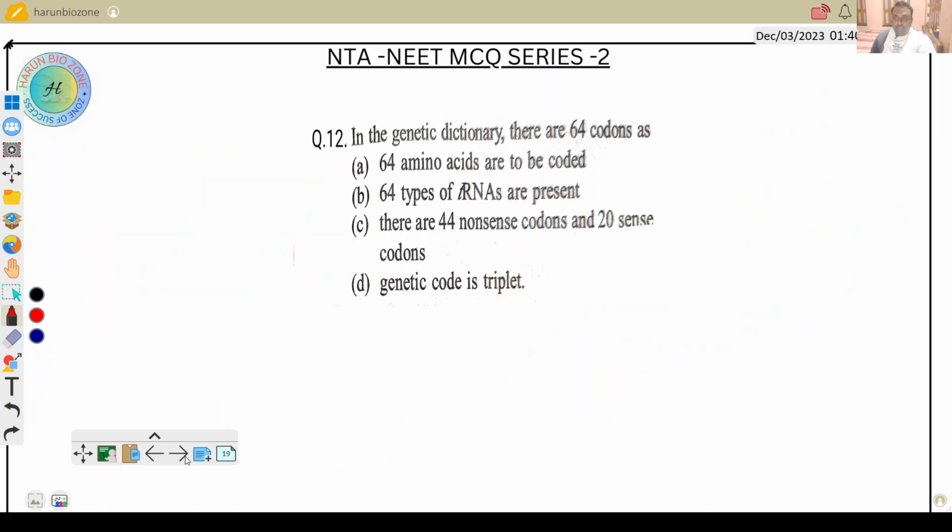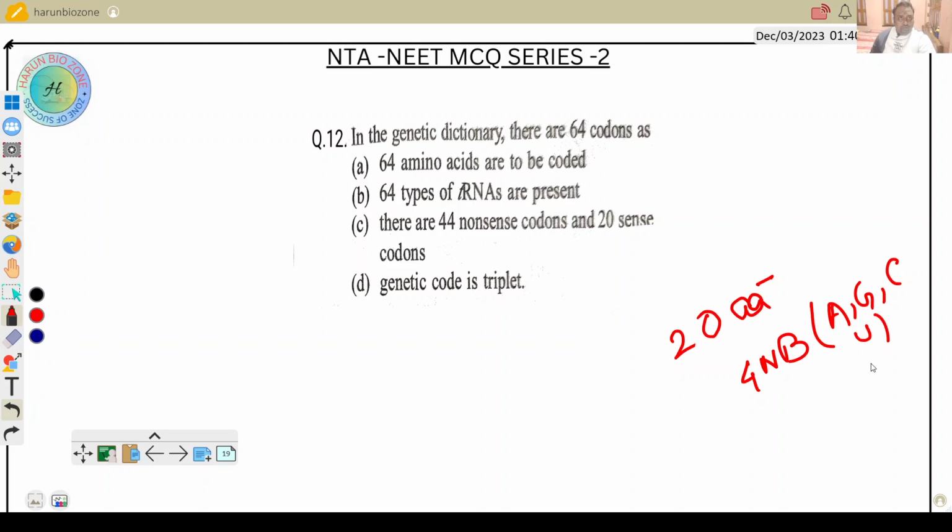Next question. In the genetic dictionary, there are 64 codons. The total number of amino acids is 20. These 20 amino acids are coded by 4 nitrogen bases. And what are the 4 nitrogen bases? Adenine, guanine, cytosine and uracil.